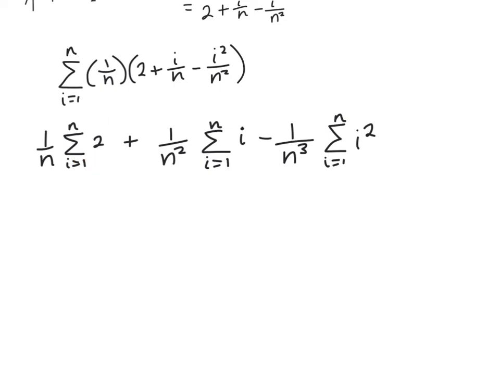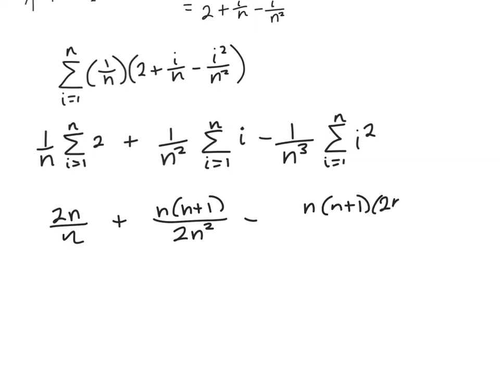So let's go back and evaluate this first summation. Remember, for a constant function, you just take your constant and multiply it by this top number. So we end up with 2n over n. Then I'm going to multiply it by that scalar multiple out front. And then for my second one, the sum of the first n terms of i is n times n plus 1 over 2. And then I'm going to distribute in that 1 over n squared. And then for that last one, the sum of the first n terms of i squared is n times n plus 1 times 2n plus 1 over 6, and then we're going to distribute in this n cubed.